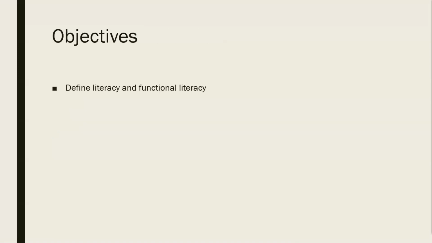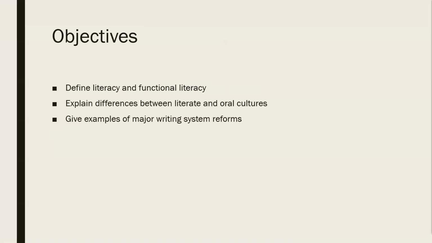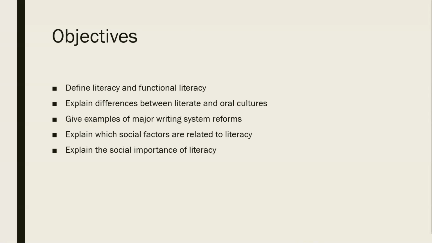So in this module, what we'll be talking about is the definition of literacy and also a related concept called functional literacy. We'll talk about the difference between societies for which literacy is or is not significant, namely literate cultures and oral cultures. We'll give some examples about how writing systems are reformed, oftentimes with the goal of increasing literacy, and to what extent those reforms were effective. We'll talk about the social factors which are related to literacy besides the aspects of a writing system. And we'll also be talking about the social importance of literacy.